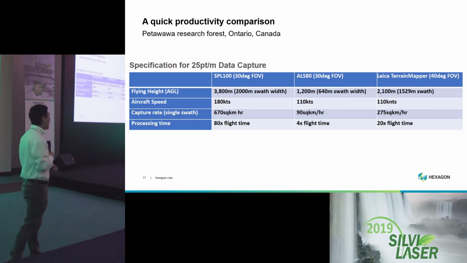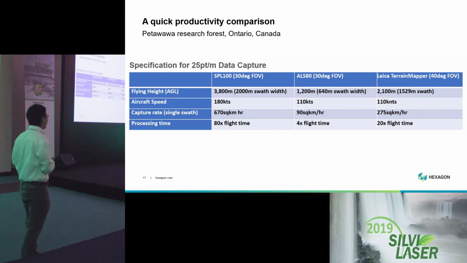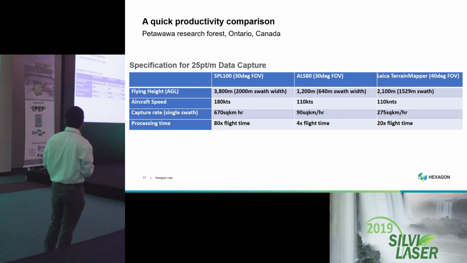Now, if we compare it with the old generation of the linear mode, like we say old because we have improved it, to achieve 25 points per square meter, you need to fly at 1,200 meters above ground, and your swath is only 640 meters. And your productivity is around 9 square kilometers per hour.